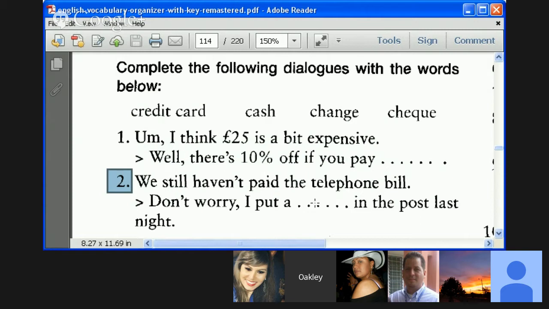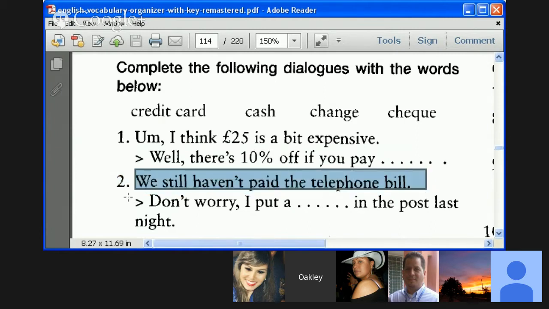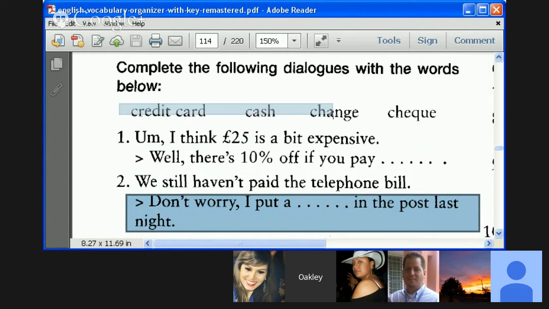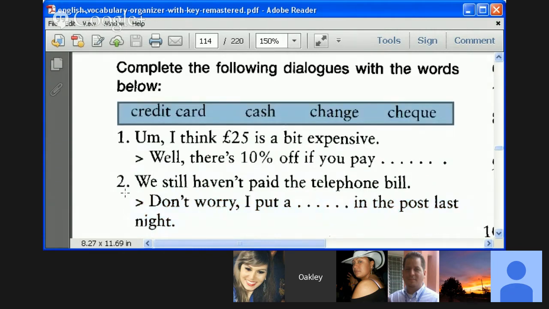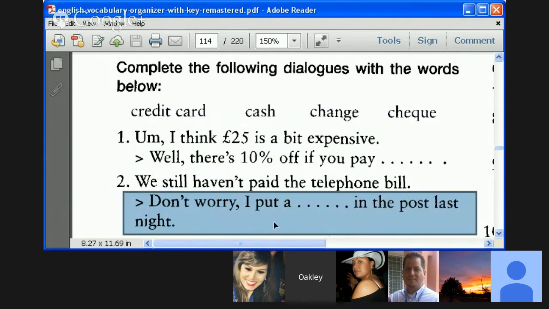All right. Try filling in the blank for this next one. We still haven't paid the telephone bill. Right. Read the sentence and choose one of the words up above. Read this sentence here.